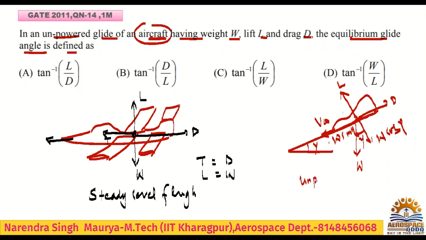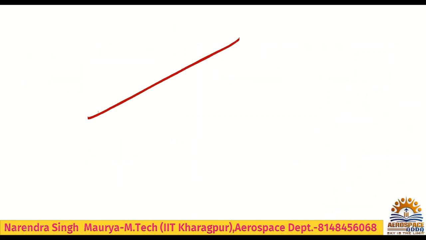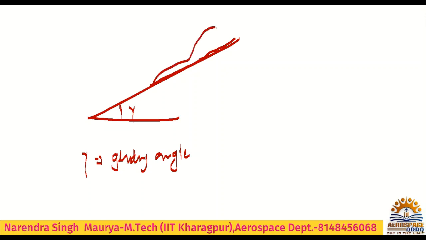So this is called unpowered gliding. Unpowered gliding means simply thrust is zero. Now they are asking what the glide angle is. The same diagram can be understood this way. Gamma is the gliding angle. This is the aircraft and this is the W. Lift will be perpendicular to the motion of the aircraft, which is V infinity, and opposite to the V infinity we have drag. Obviously forward would be thrust, but thrust will be zero because it is unpowered.